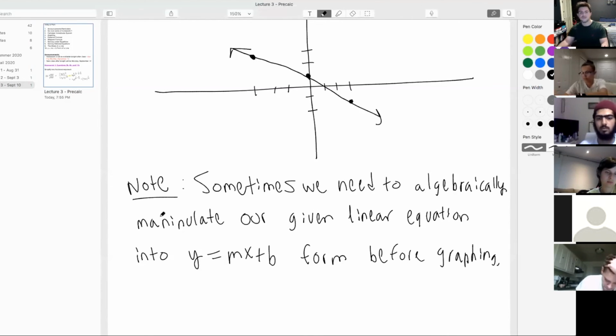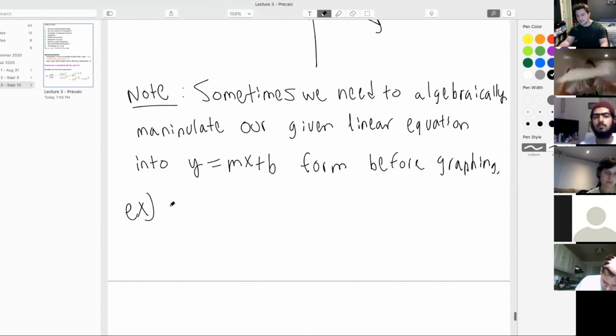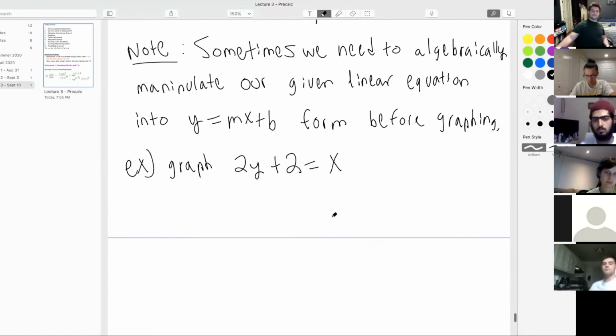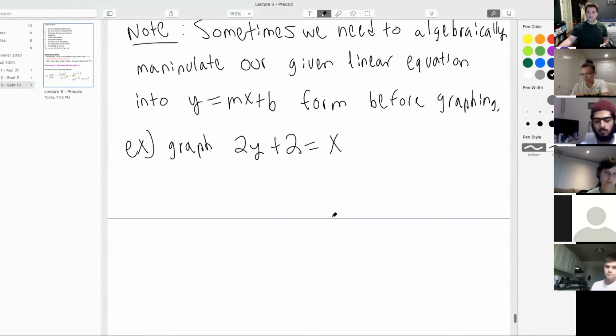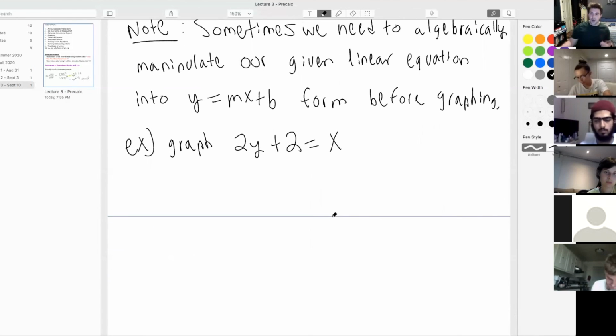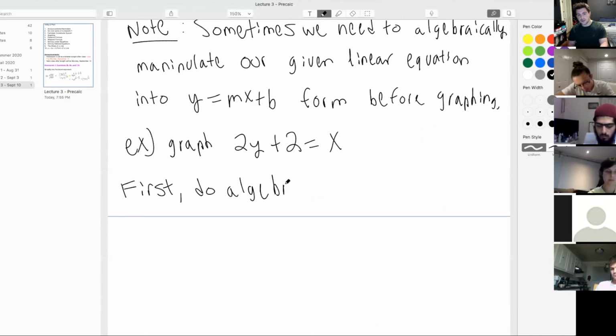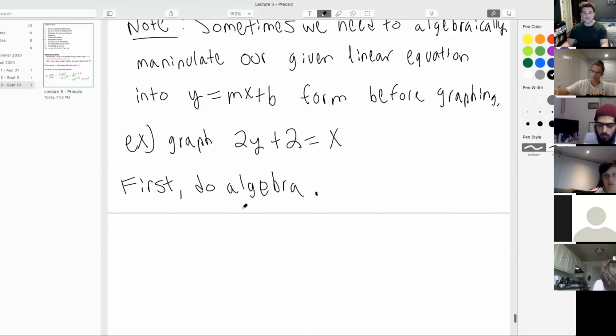All right, so what does this look like? So here we go. Here's an example. Graph 2y plus 2 is equal to x. Okay, so this is not in y equals mx plus b form, therefore we cannot read off the slope and y-intercept immediately. So we need to do some algebra. Okay, so first do algebra. So we want to put this into y equals mx plus b form.